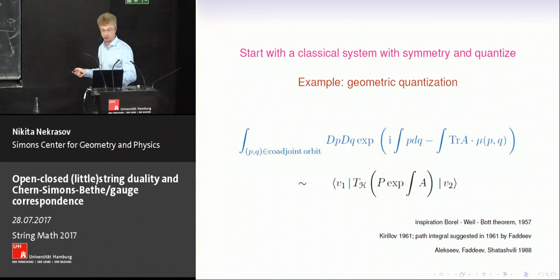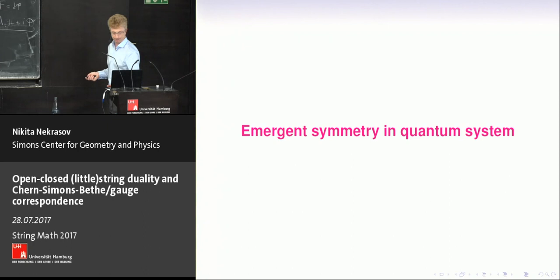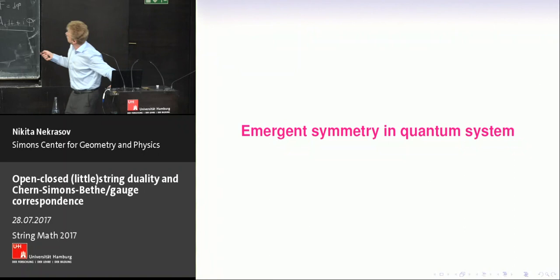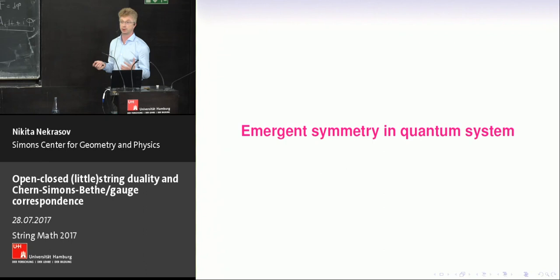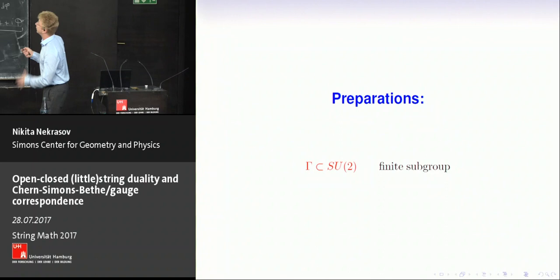And then there is a second way where you start with a system which doesn't have the symmetry explicitly, but the symmetry may emerge in the quantum system. So today we're going to discuss the relation between these two approaches, so to speak, in a class of examples. This will not be a general story because it's a physics talk. To present the class of examples, I need some preparations which most of you, again, know, but I will repeat for completeness' sake.